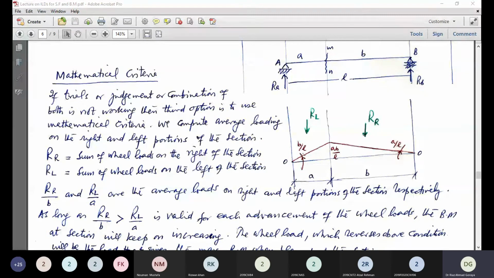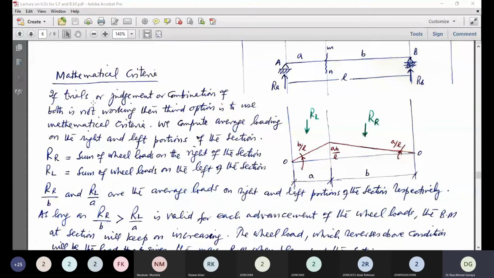Now what is the average load? Average load means the sum of the wheel loads on this portion B, having the span small b, divided by this distance small b. This will be the average load. Whereas the average load on the right side is the resultant or sum of the wheel loads on this portion divided by this distance small a.